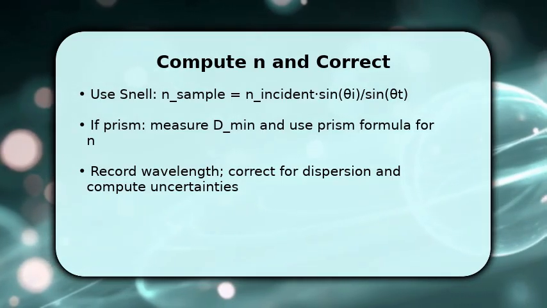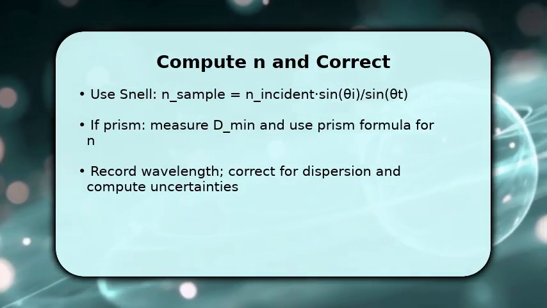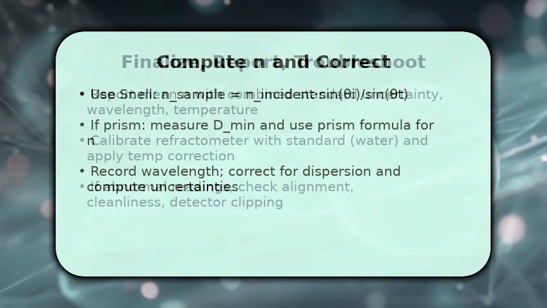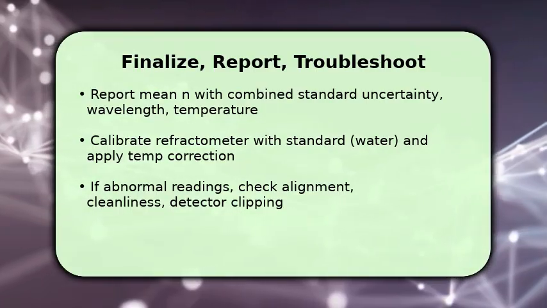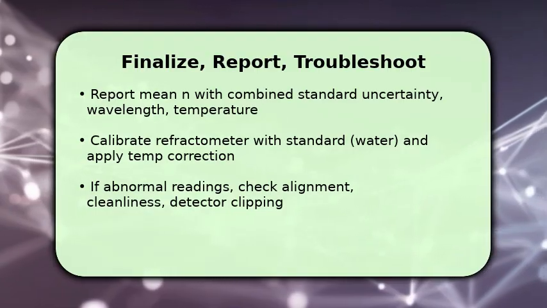Also, average repeated measurements and discard outliers beyond 2 standard deviations to tighten your uncertainty estimate. Finalize by taking the mean of valid n values and computing the combined standard uncertainty. Report n alongside wavelength, temperature, and the measurement method.